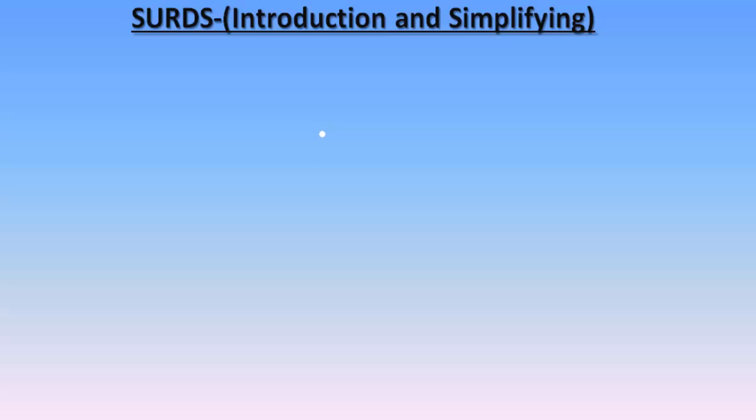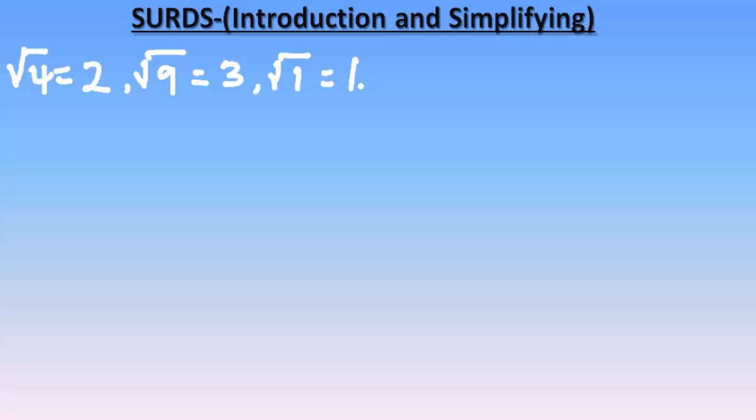Today we are going to look at the introduction to surds and then simplification of surds. So let's get started. The exact square root of certain numbers can be found readily. So numbers such as root of 4, taking the positive square root, we have 2. Root of 9, we have 3. Root of 1 is 1, and so on. Okay? Now, these numbers are called rational numbers.